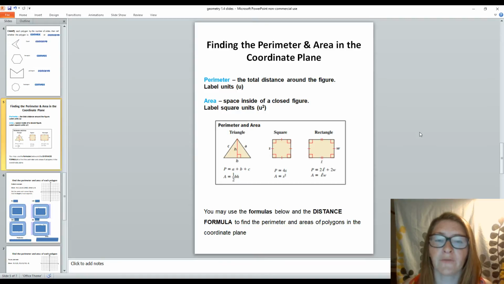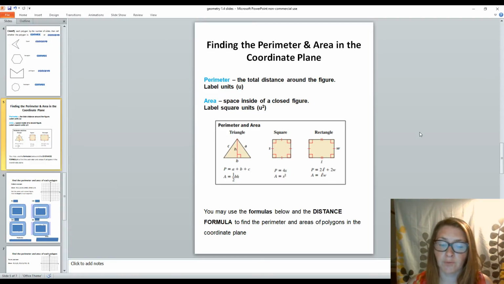So now we're going to touch upon finding the perimeter and area in the coordinate plane. Remember, perimeter is the total distance around the figure, so as if we're finding each length of each side, and we label that with units. And then the area is the space inside of the closed figure, and we label that units squared. So feet squared, inches squared, whatever the units is squared.